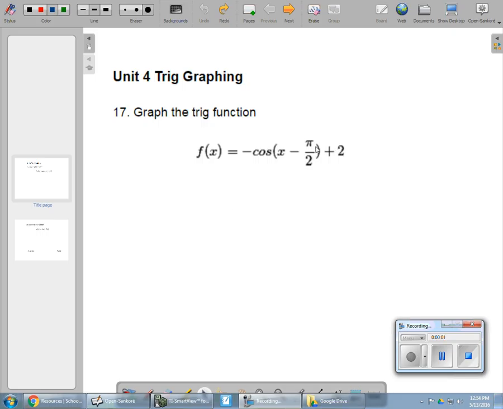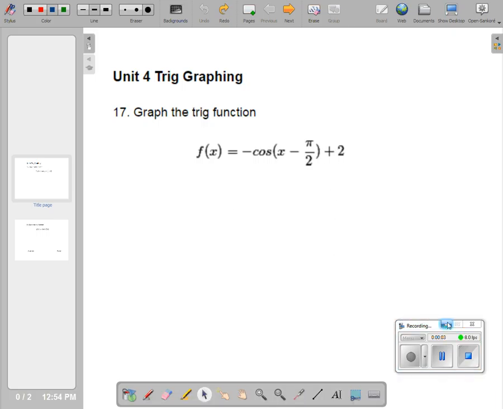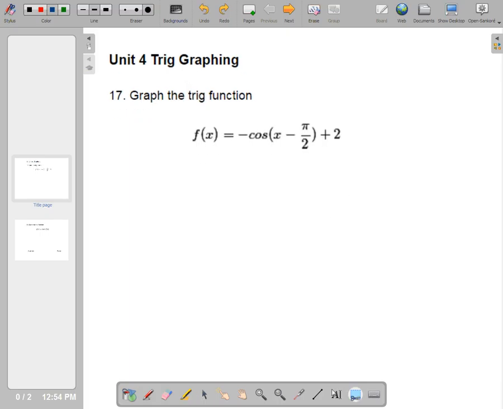Alright, it's time for Unit 4. Unit 4 is trig graphing. So when we're graphing these trig functions, you need to remember a few things. The first thing is that the period of cosine is generally 2 pi.